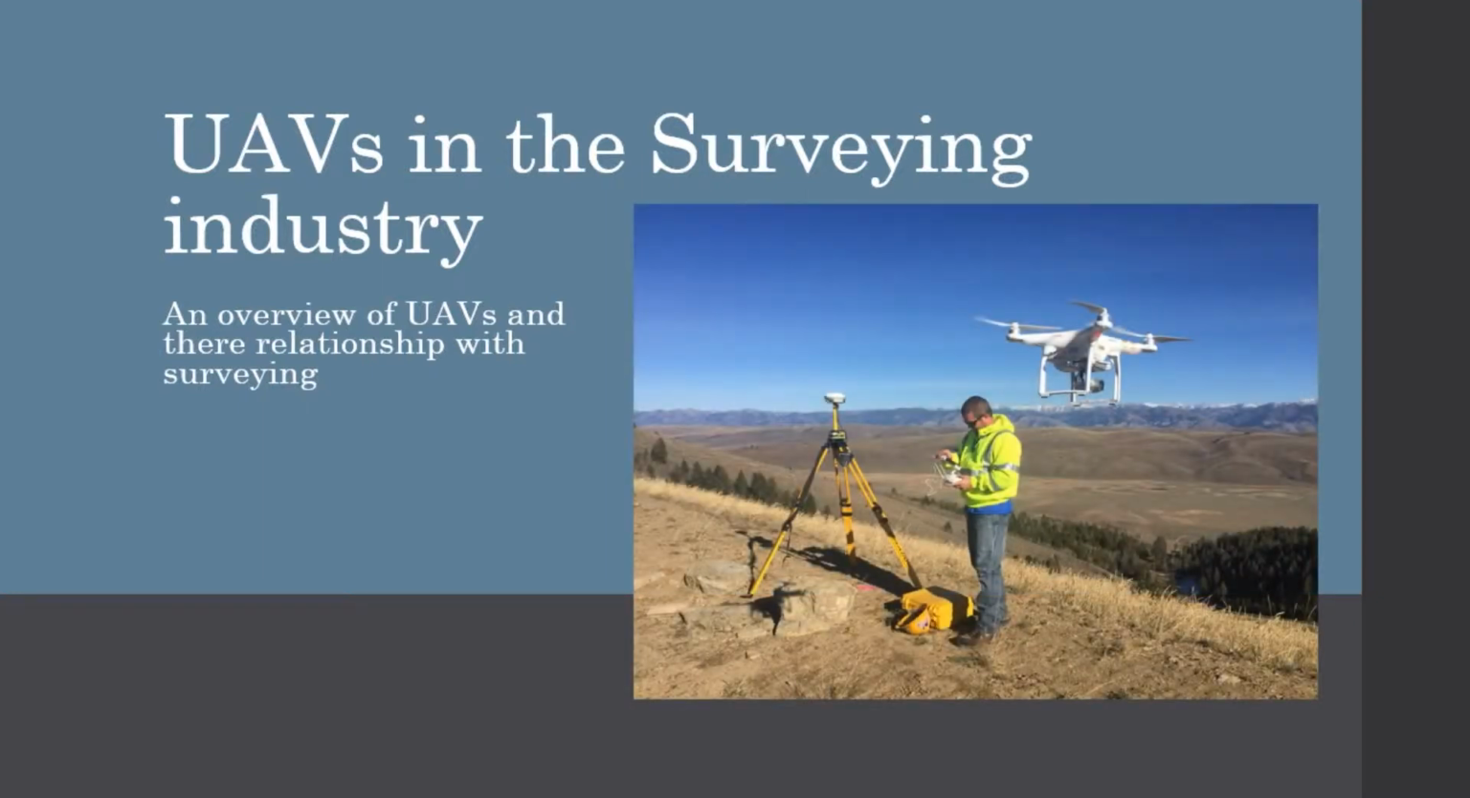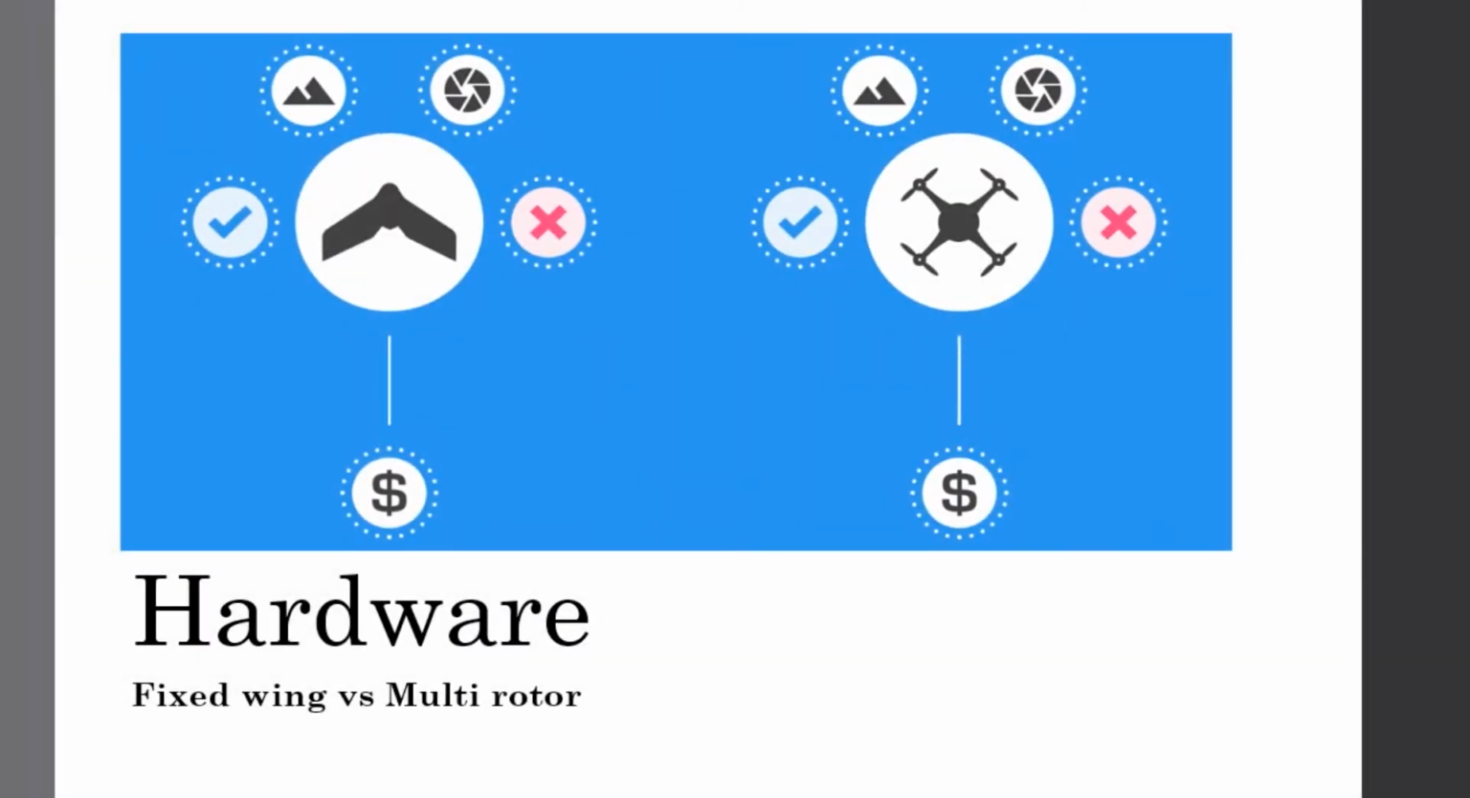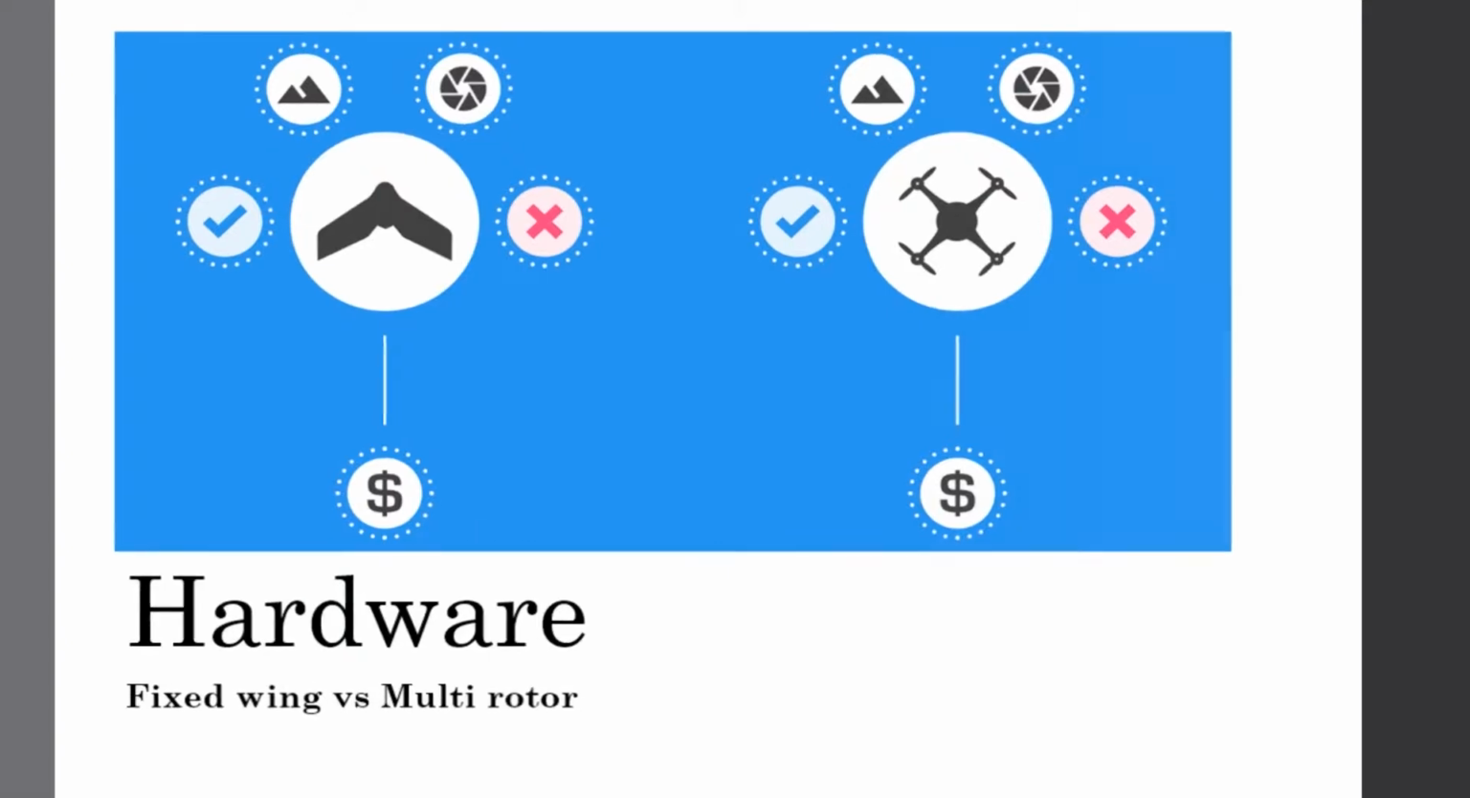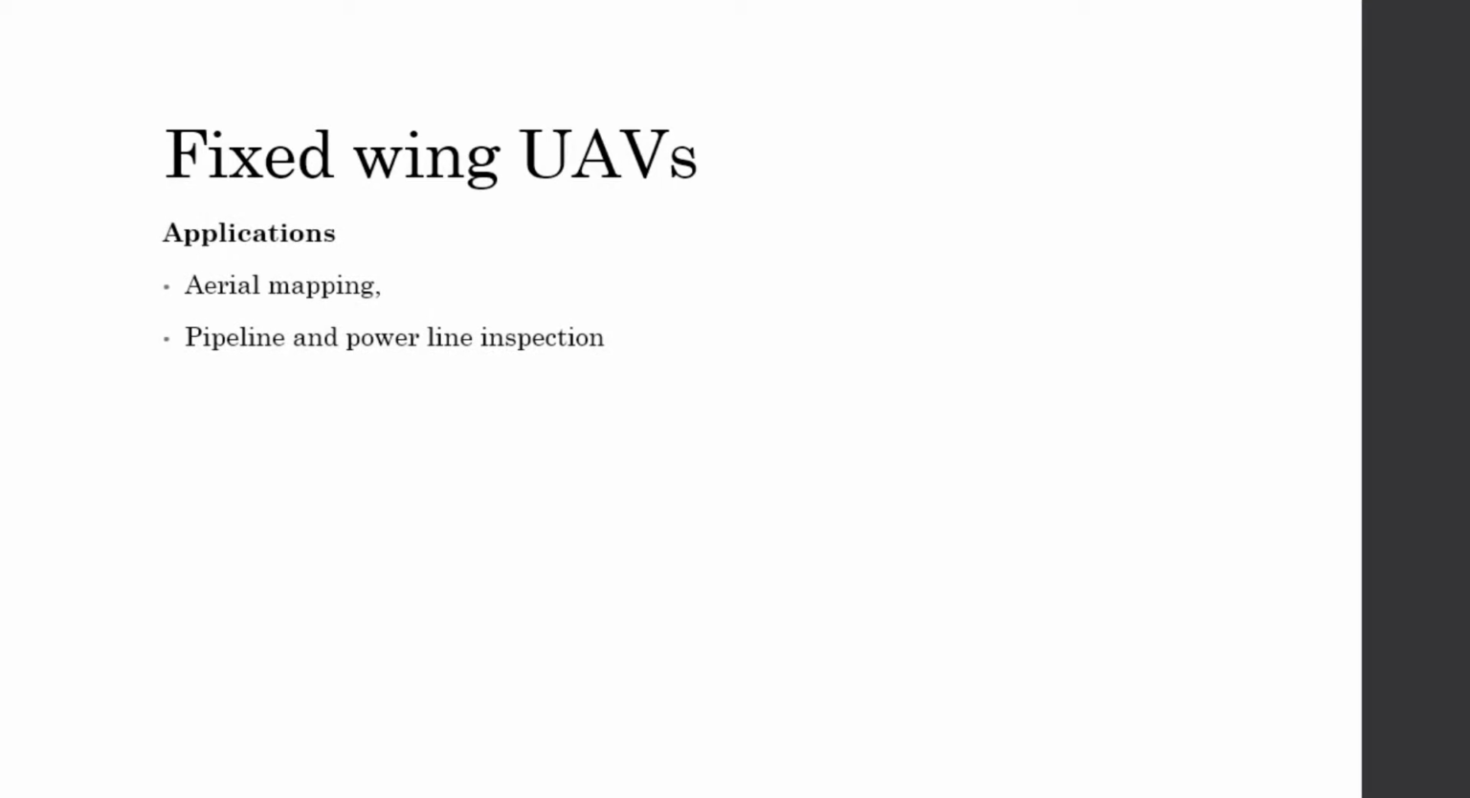The application of UAVs and surveying, an overview of UAVs and their relationship with surveying. There are two main hardware options with UAVs. These include fixed-wing and multi-rotor UAVs. Fixed-wing UAVs have applications including aerial mapping and pipeline and power line inspection.